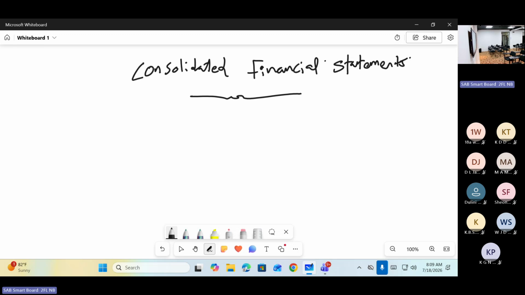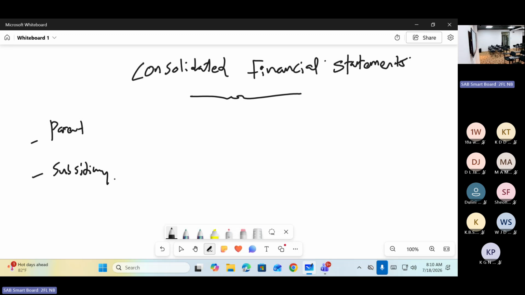Whatever the parent company and subsidiary company income, expenses, and cash flows are, we record them as one single economic entity. That is called consolidated financial statements. Here we discuss two things: parent and subsidiary.